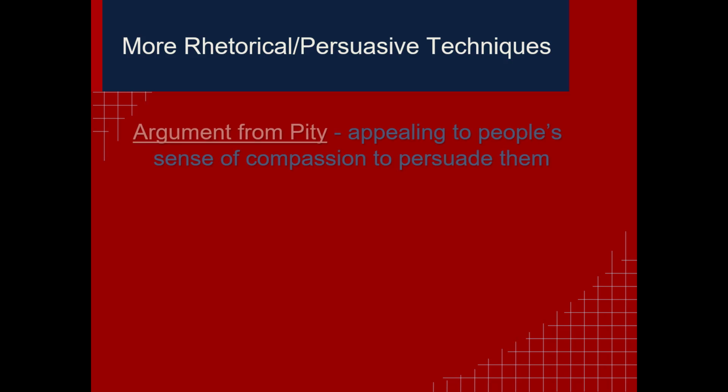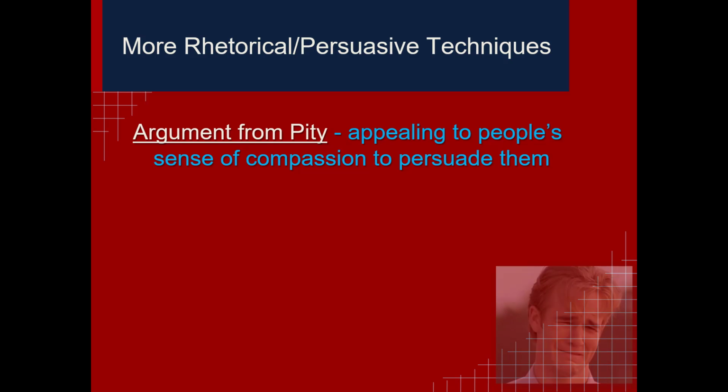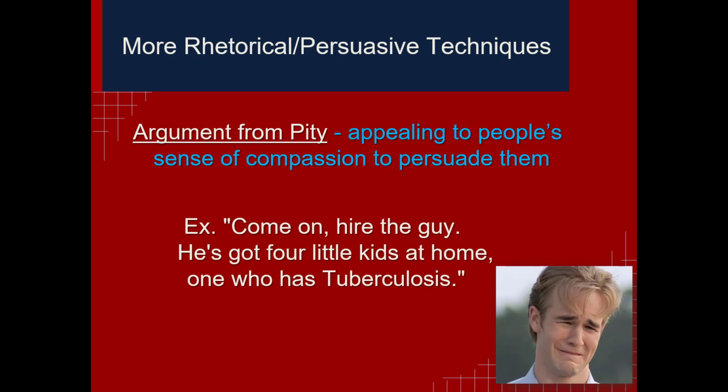Now, I have a kind of love-hate relationship with the argument from pity, because it does work, right? If I appeal to your compassion and make you feel really sad about something, I could persuade you to do all kinds of stuff. And those could be good things, like donating to charity and saving starving children, right? But it's not technically an argument, right? It's not reason, we're using something else. Like if I say, hey, come on, hire that guy. He's got 4 little kids at home, one who's got TB. Okay, those two things don't relate. I'm just trying to appeal to your sense of compassion to get you to agree.